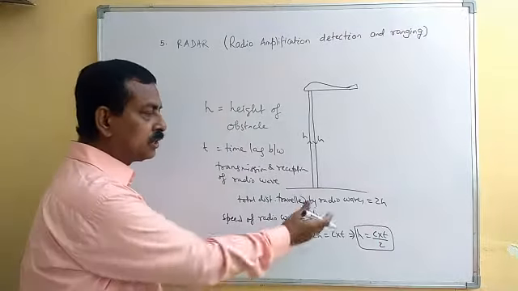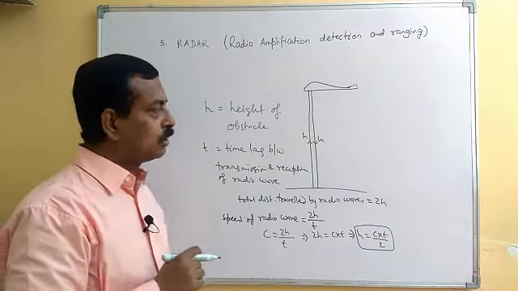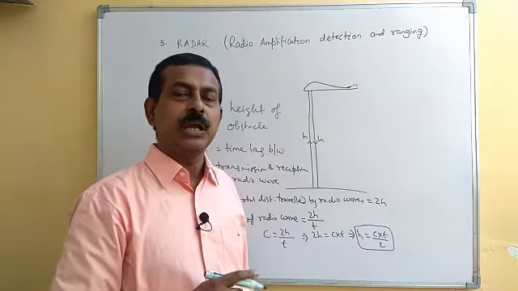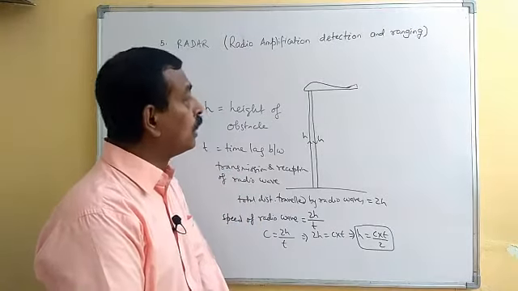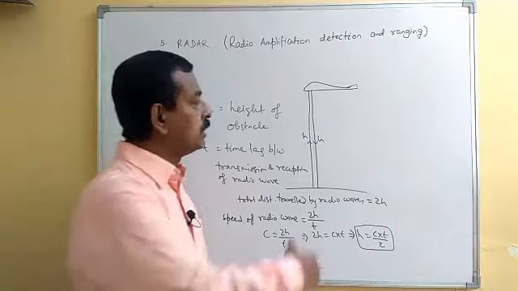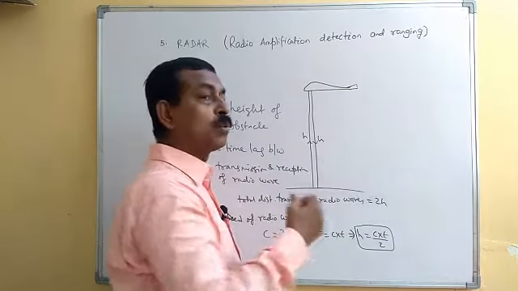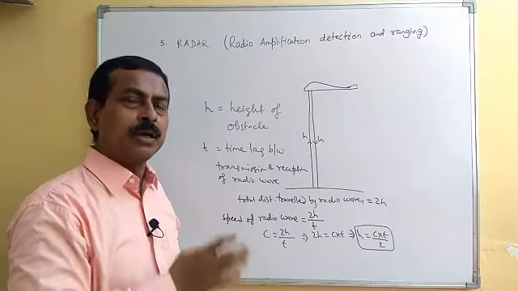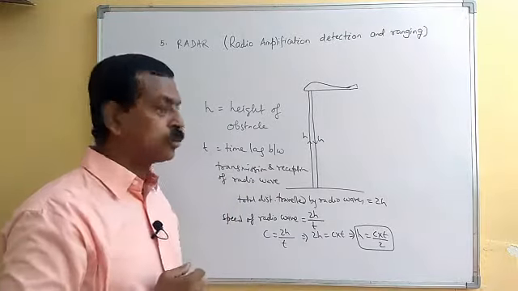So using this formula, we can find out the height of the obstacle. So we can know that in any restricted area, at what height any unwanted object is there. So this is based on the echo principle.